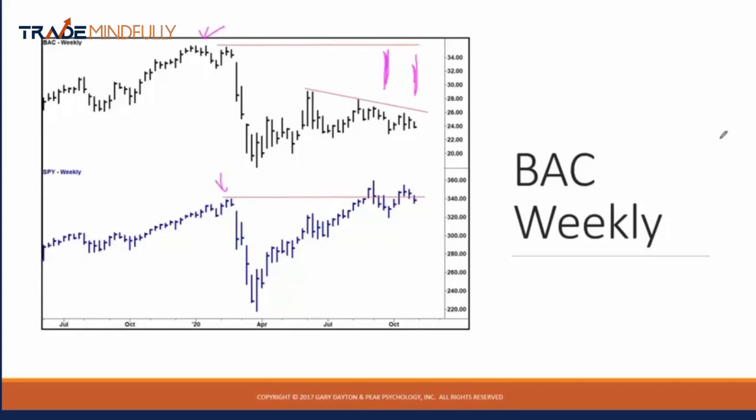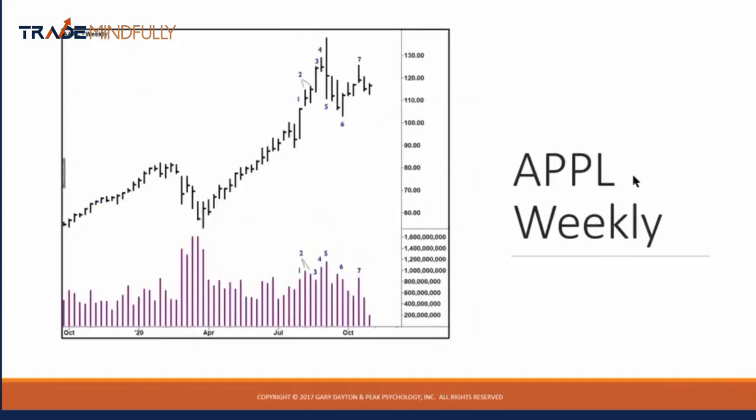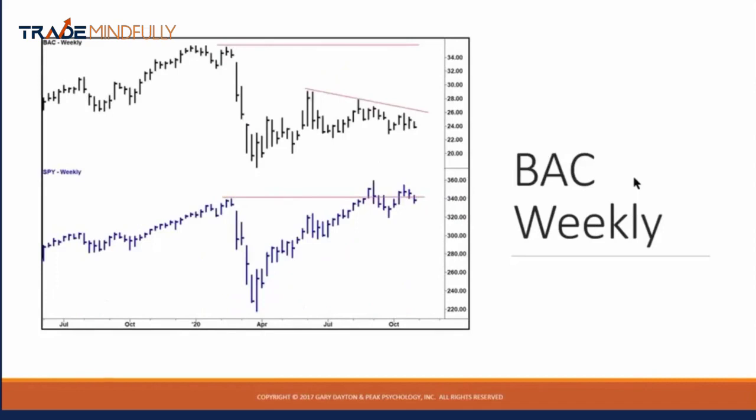And I think if you look at today's market action, all three of these stocks were down today. But you'll see that Bank of America and J&J were down more than Apple was down today. So that's a way to use this with comparative strength and weakness.